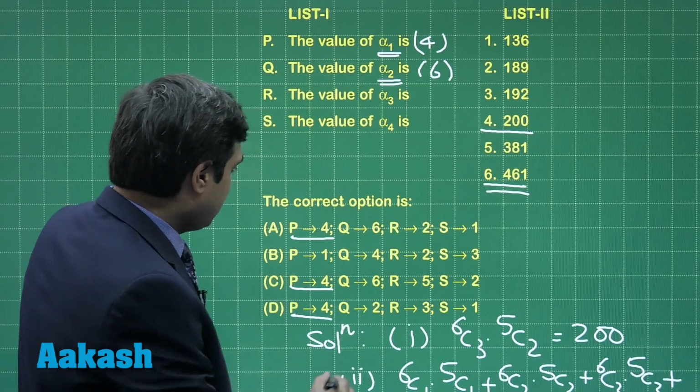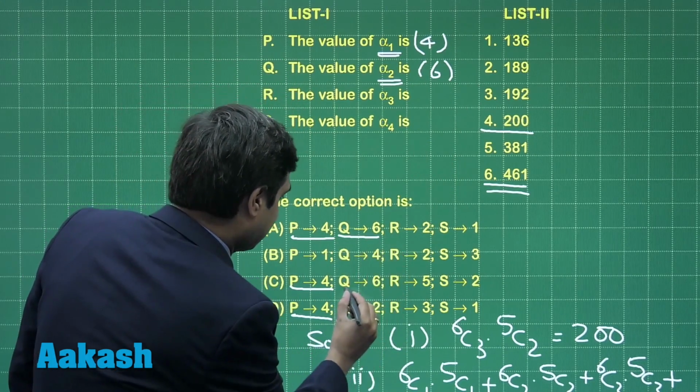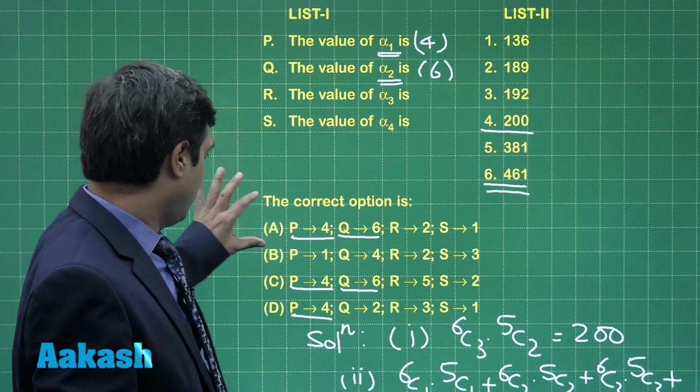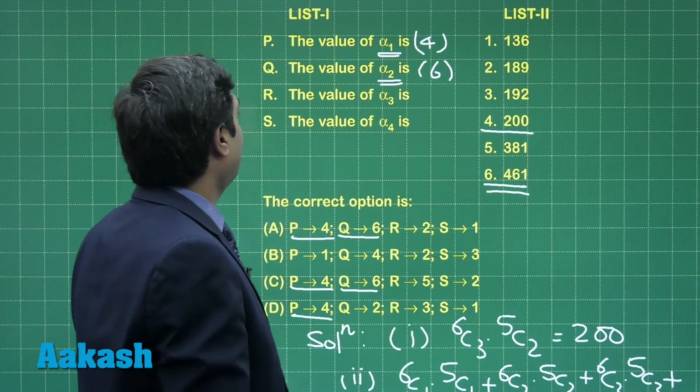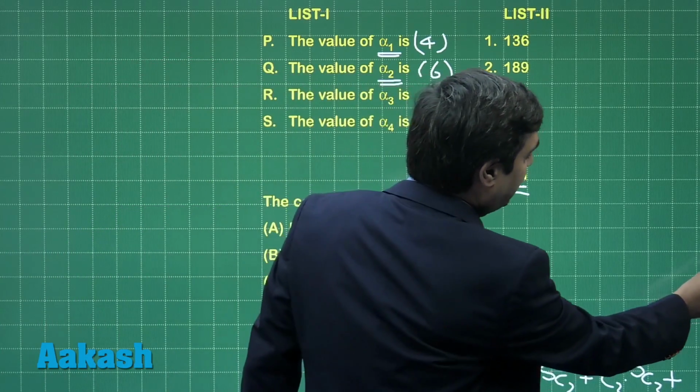Now, from these ones we can see Q6, 2 more possibilities. So, we have a possibility of getting the answer as A or C. Moving to the third one, that is the value for alpha 3.